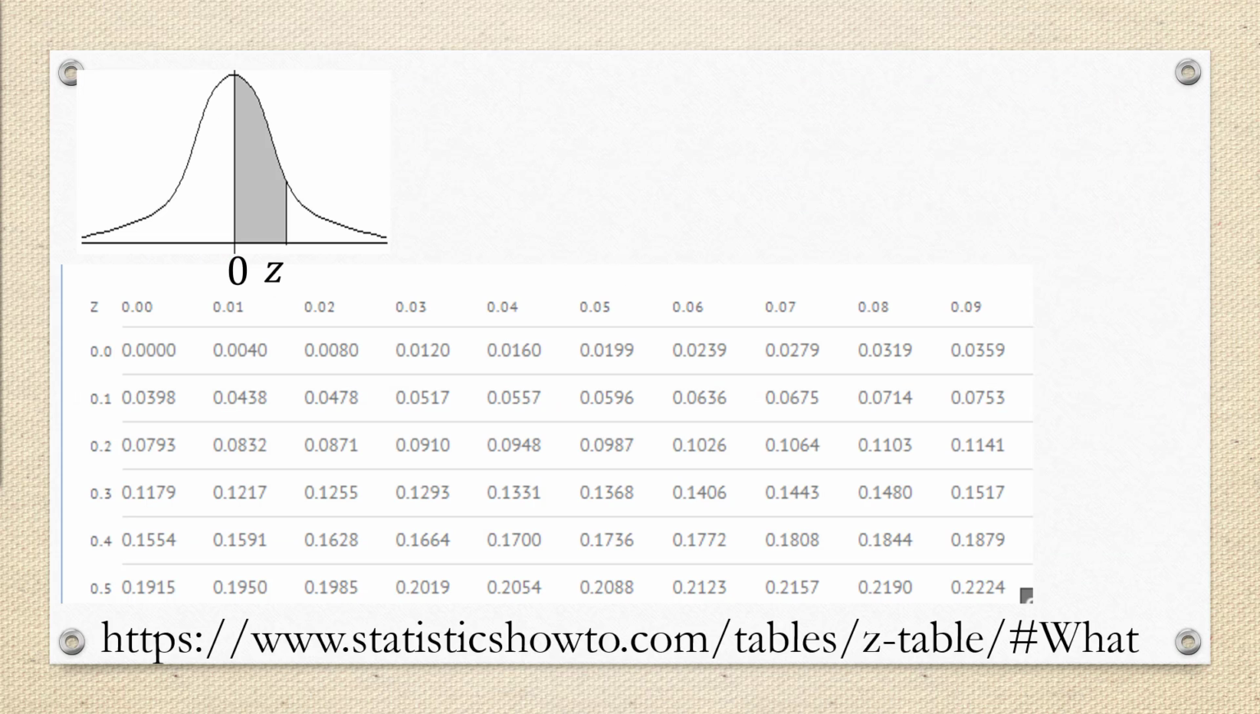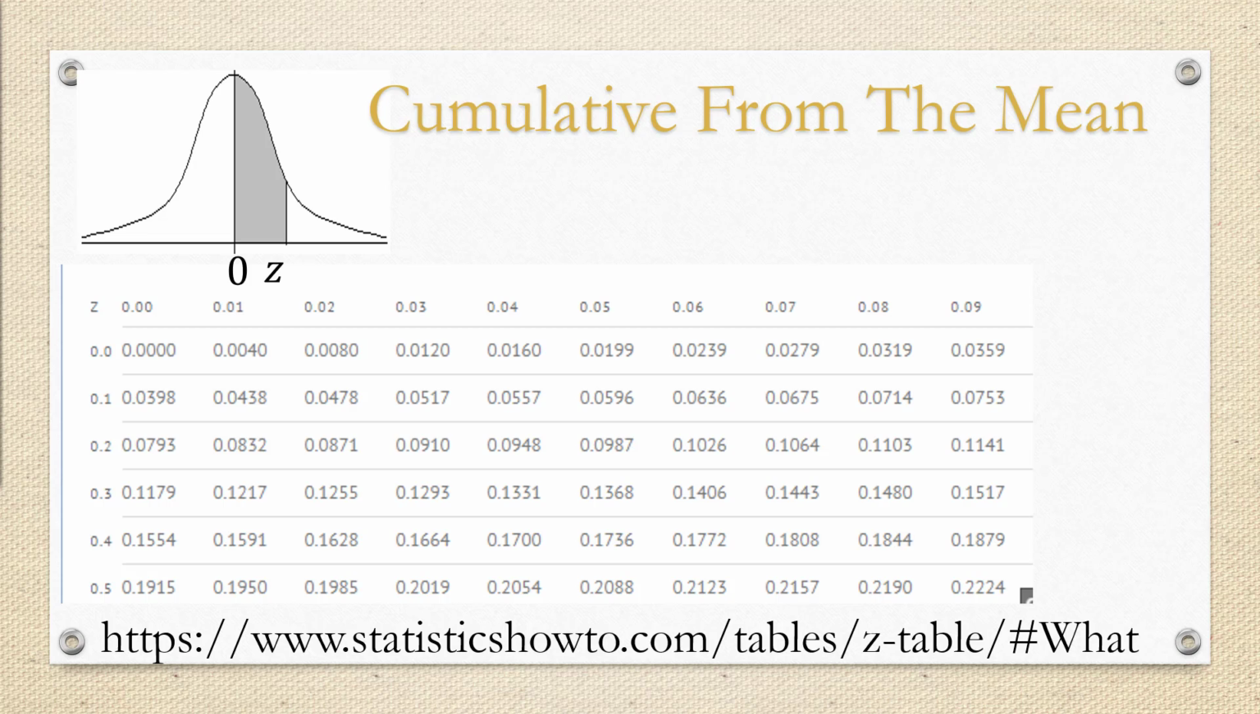Here's another example of a z-table. This one I found on www.statisticshowto.com, and this is an example of one that's cumulative from the mean, which is why we see the region between z equals 0 and whatever z-score we look up shaded.